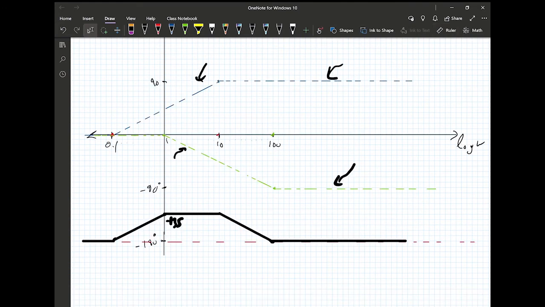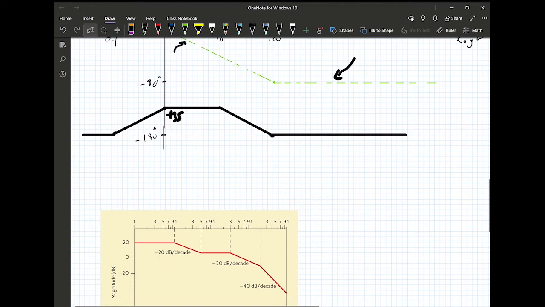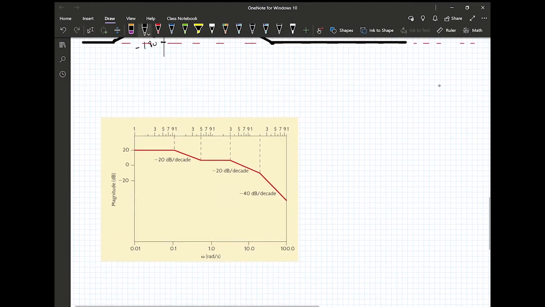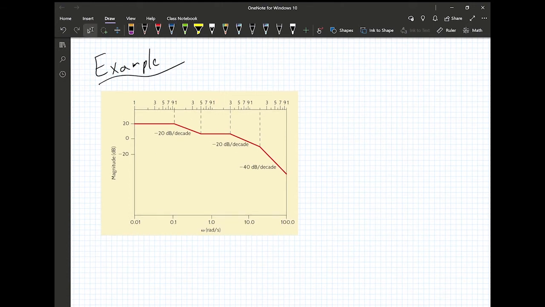Okay? Okay, so now we want to do another example. Let me return this to... Okay, so I want to do another example now where we want to look at the Bode plot and try to deduce the transfer function from that Bode plot. So let's say you see a magnitude response like this.